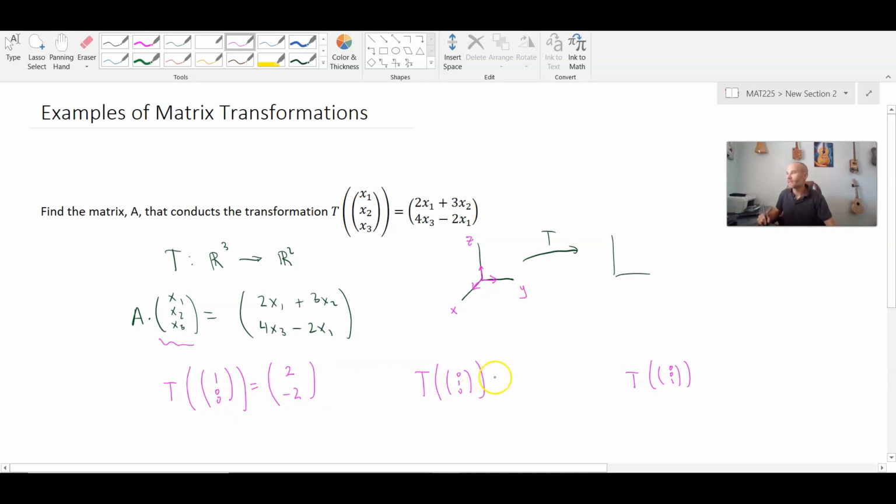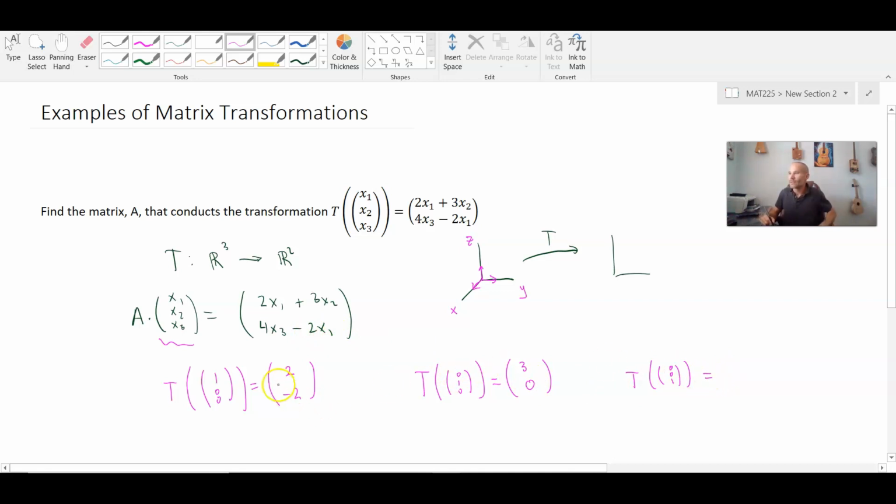Now we're going to do the same thing to the 0, 1, 0 vector. So 2 times 0 plus 3 times 1 is 3. And now for the bottom component of this transformation, we have 4 times 0 minus 2 times 0, which is 0.